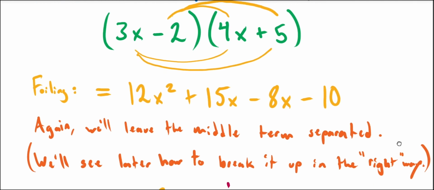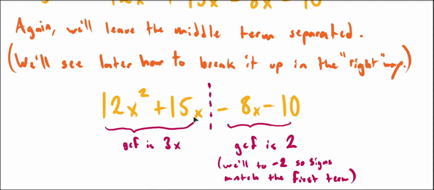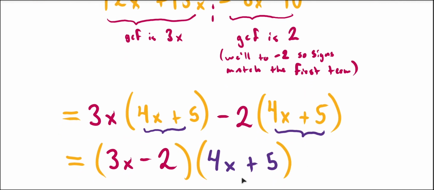But for right now, I just want you to see that once we have those two terms, we could split it in half, take the first two, divide out the greatest common factor of 3x, take the greatest common factor from this and divide out a 2. Actually, let's take a look. We want this to match, so we're going to want to divide out negative 2. And if I do that, we wind up with a 4x plus 5 in both places. 4x plus 5 can then be factored back out, and we've recovered the original polynomial.